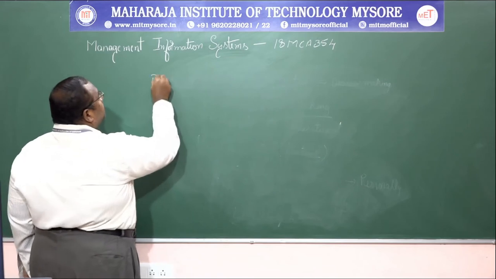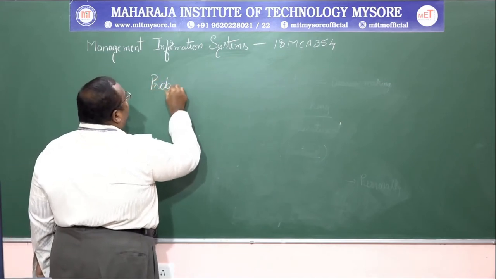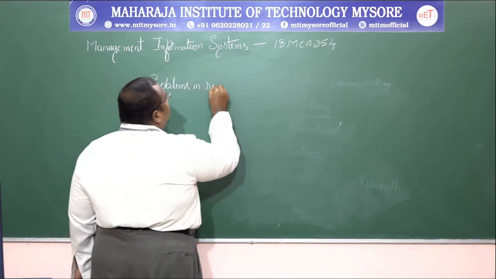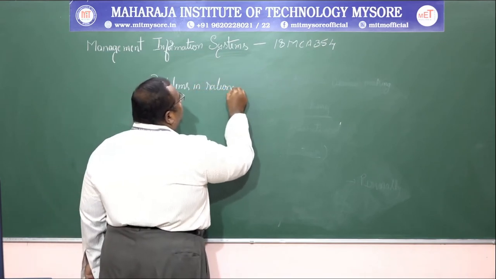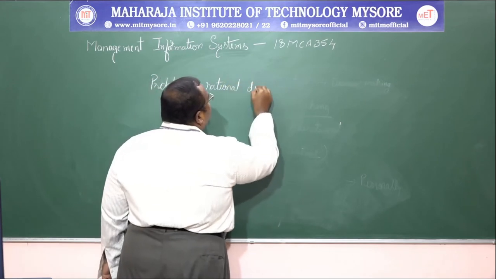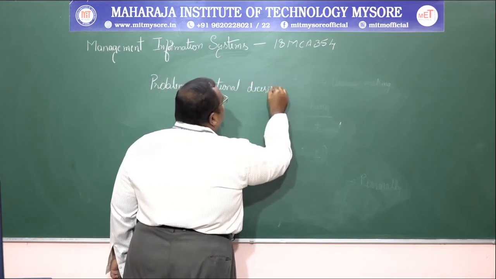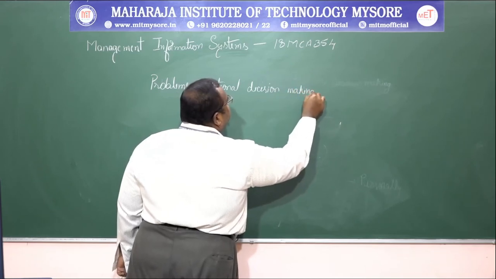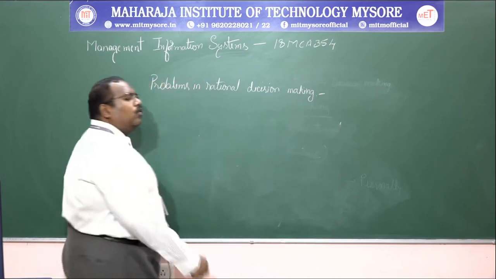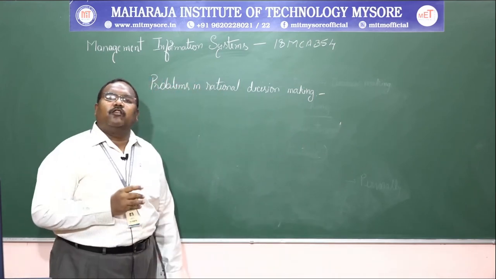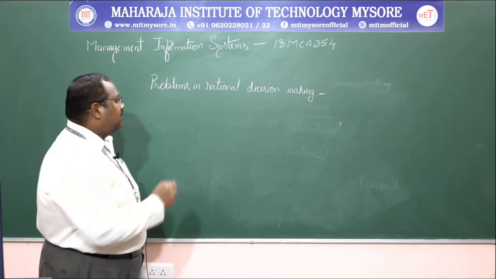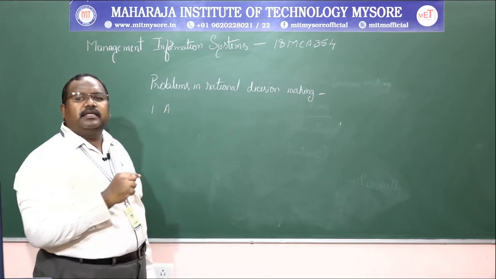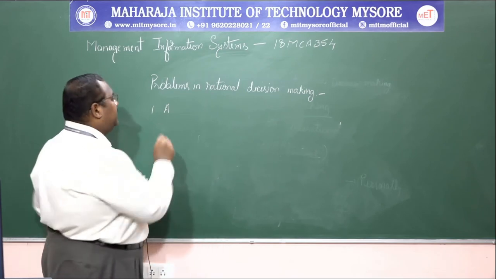Problems in rational decision making. We'll see one by one what are the different types of problems that prevail. First one is ascertaining the problem. What do you mean by ascertain? We are not able to understand it itself.